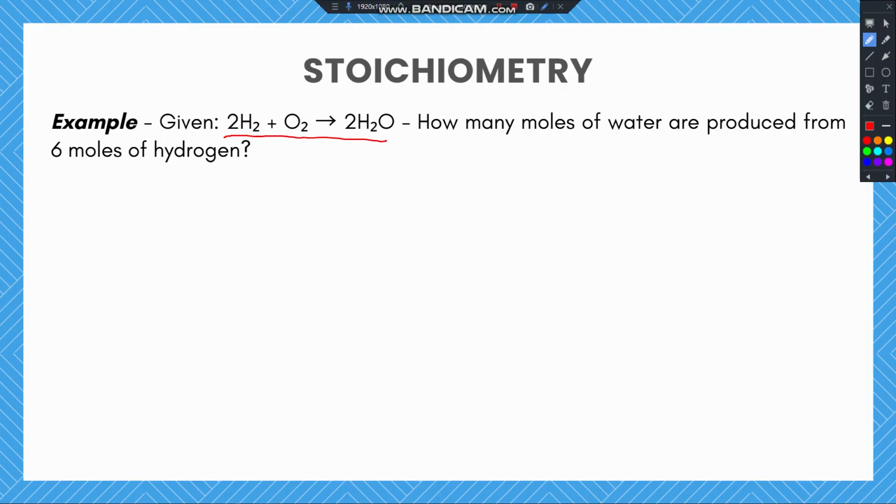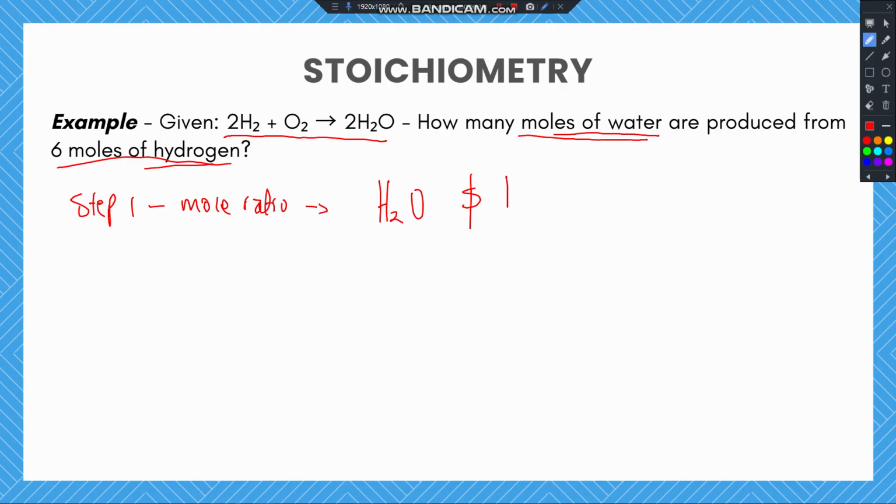Well, the next question on the screen says, given this equation, now we have this equation on the screen. They're asking how many moles of water are produced from 6 moles of hydrogen. Let's tackle the question. Step number one will be to get the mole ratio. So how do we get the mole ratio?